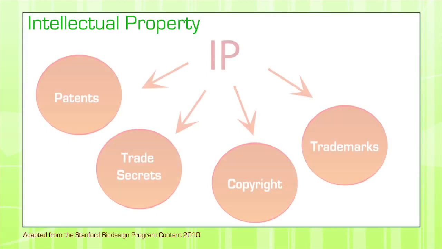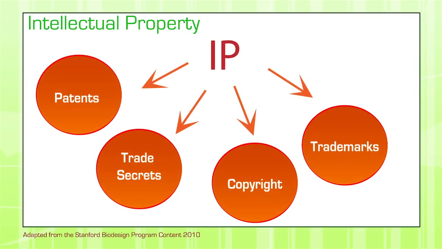If we take a look at intellectual property, you are going to see that there are four main schemes of protection. There are patents, trade secrets, copyright, and trademarks. For today's class, we're going to focus on patents. Nonetheless, you should know that trade secrets and trademarks specifically are well-used tools in intellectual property protection for the biodesign process. So what is a patent?